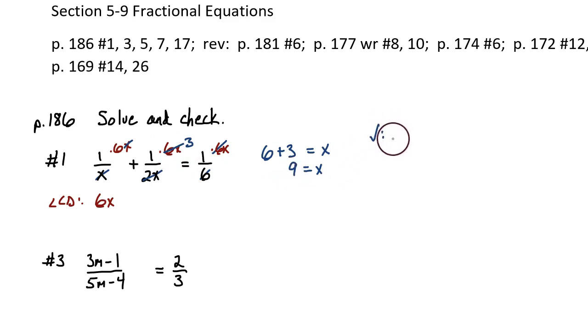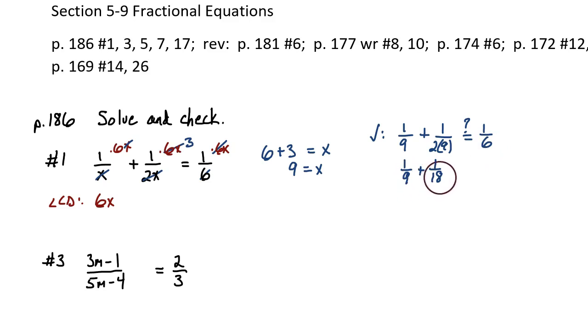So over here on the side, let's perform a check. We're going to use the original problem. You'll have to ignore where things were slashed out and use the original problem and fill in x with the answer that we think is correct, 9. And over here, 1 over 2 times 9. And we want to know, does the left side equal the right side, which is 1/6? So solving this, we have 1/9 plus 1/18. And we want to know, does that equal 1/6?